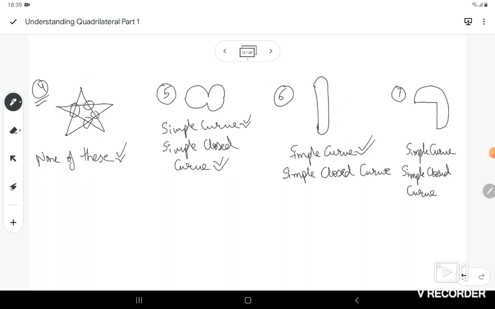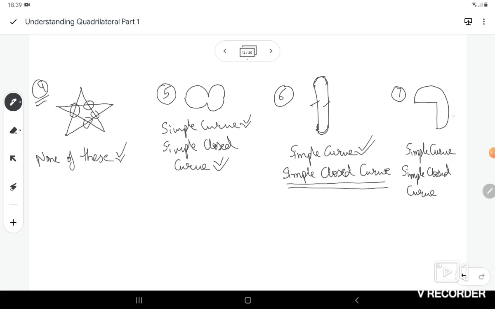Conditions I have already discussed in many of the examples. Also it's a simple closed curve, but it's not a polygon because there are curves also, though there are line segments. So it's not a polygon, and if it's not a polygon, then there is no further viewing whether it's a convex or a concave polygon.